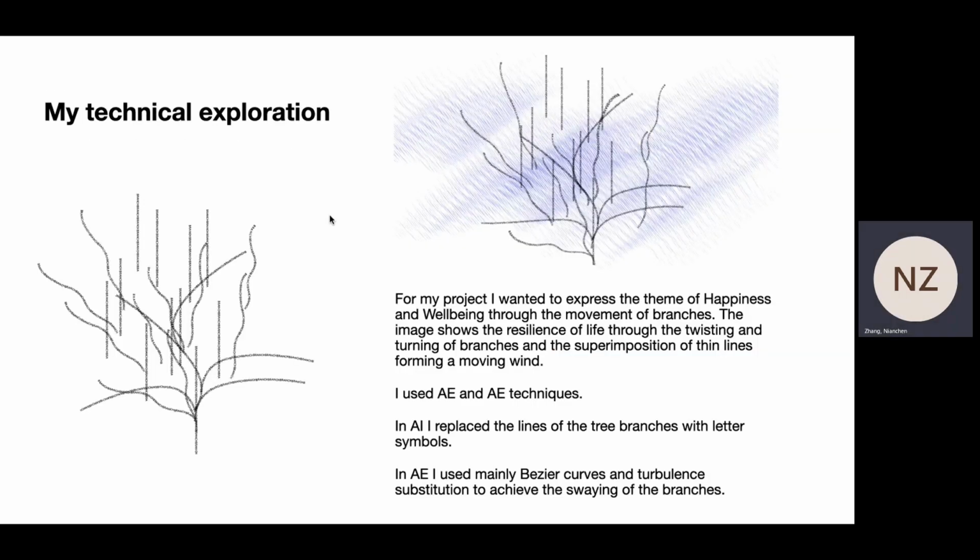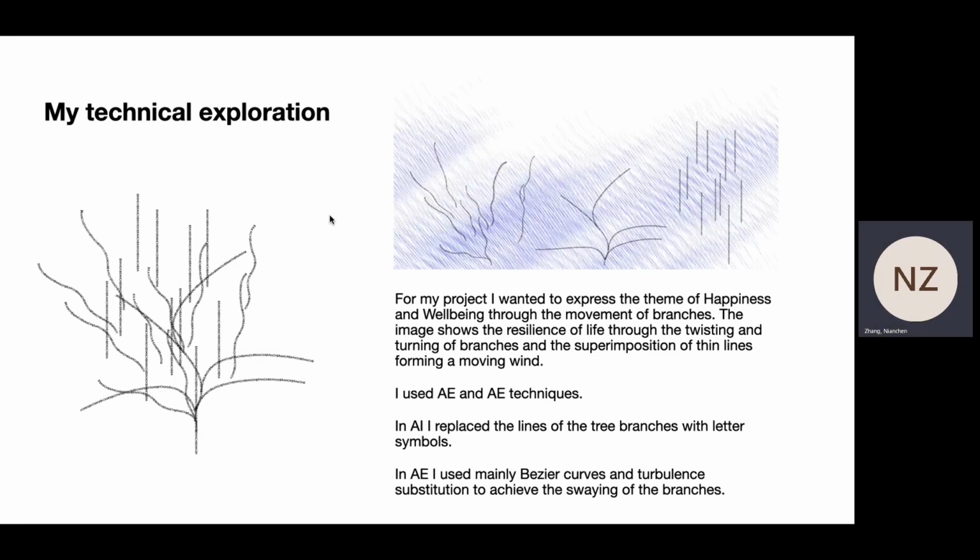Now it's about my project and the technical explorations for my project. I wanted to express the theme of happiness and well-being through the movement of branches. The image shows the resilience of life through the twisting and turning of branches and a composition of thin lines forming a moving wind. The graph on the right shows the results of my attempts at this stage.